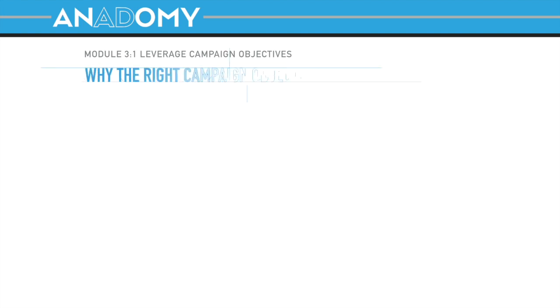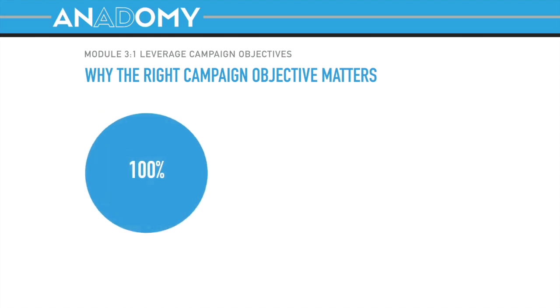Now, I've got a little visual representation here that I want to use to show you why picking the right campaign objective really matters. Now let's look at this pie chart. This is a simple pie chart that's literally 100%. This represents the audience that you want to market to. Now, if you pick a campaign objective that sends 100% of the people in your audience your advertisement, keep in mind you are advertising to everybody in that audience, regardless of whether they really match the objective that you're after.